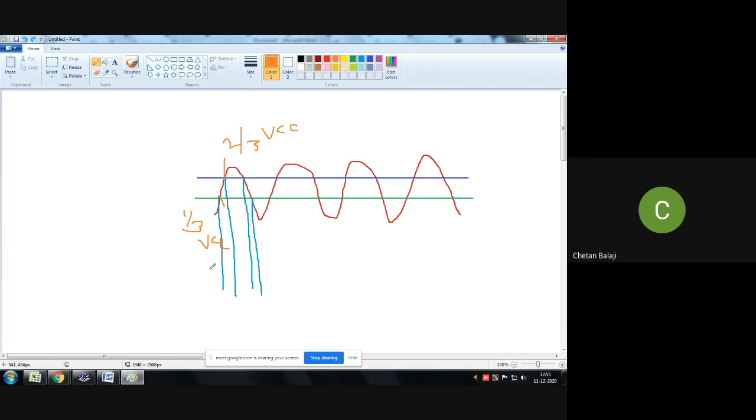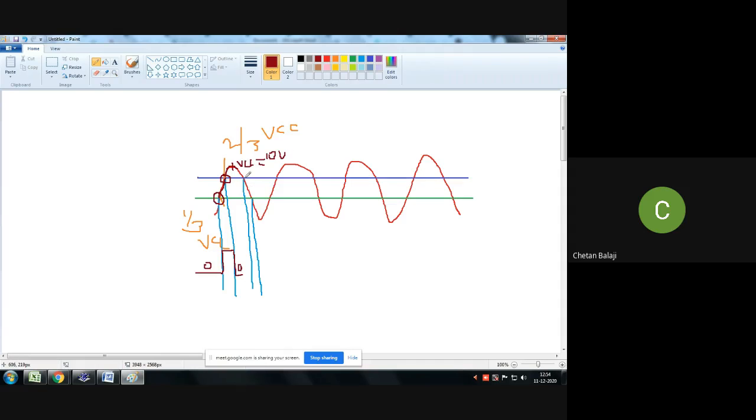Let me have one more color. Output will be 0 here. Once the input crosses this point, 1 by 3 VCC, output goes high. Input keeps on moving up to this point, and till that point, output will remain high. Once the input crosses this point, output becomes 0. Input again reaches this maximum. This is called the VCC point. Let me say VCC is 10 volts.